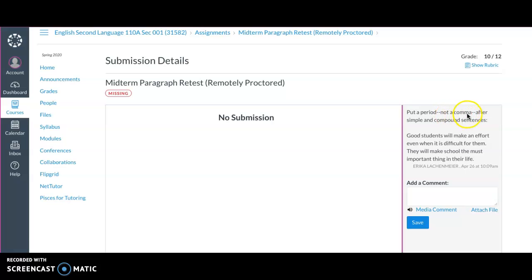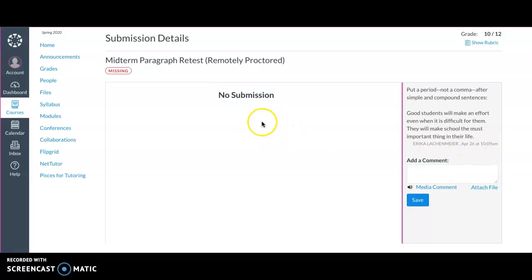Put a period, not a comma, after simple and compound sentences. So sometimes I copied a sentence from your paragraph and I put it right here and I made some changes. Like I put a period instead of a comma. So if you see what I put over here, try to find where it came from and compare. What is different? What is the same?